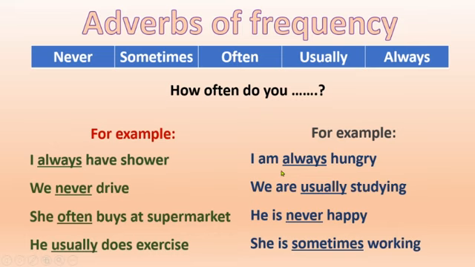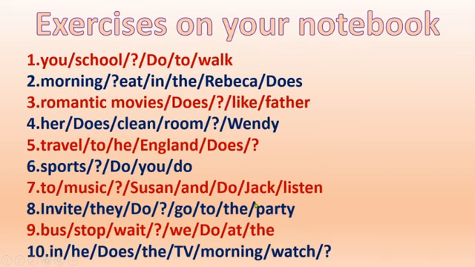And if you have sentences with the verb to be, like I am, we are, he is, she is, it is, the adverb has to be after the verb to be. For example, I am always, we are usually, he is never, and she is sometimes. Don't forget, there are two structures, before and after.